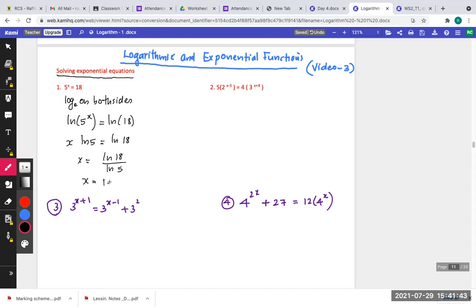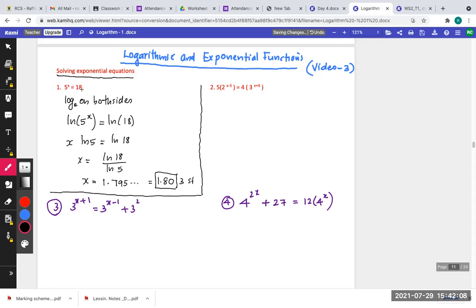When you round off to three significant figures, it is 1.80. For non-exact answers, please round off to 3 SF every time. I hope you get it. So this is simple. Just take ln on both sides.